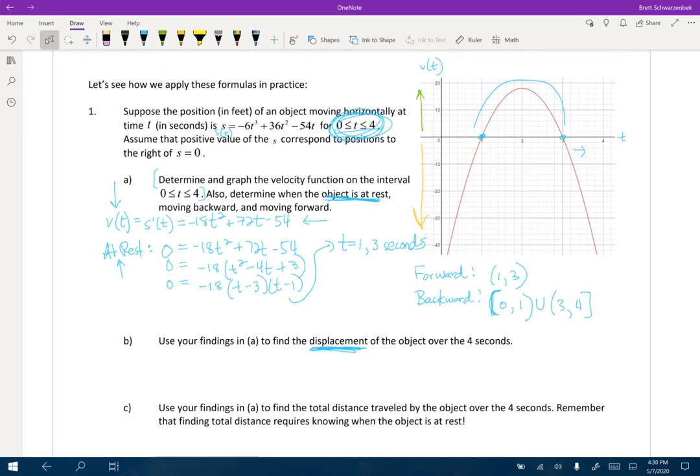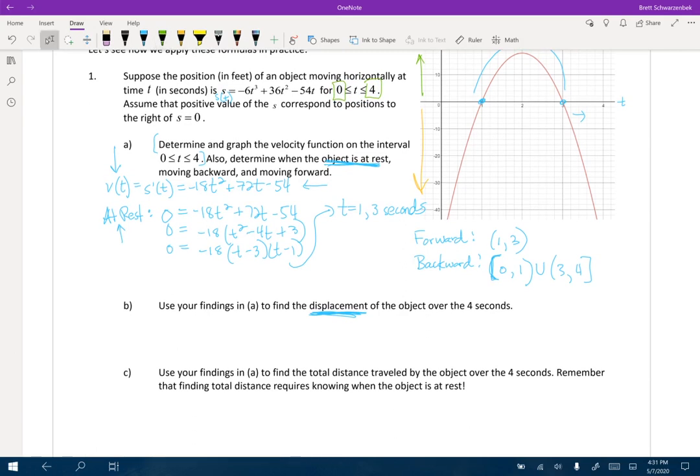So how do we find the displacement of the object? Well, what we need to do is take where the object is at, so real quick, where the object is at 4 seconds, and subtract where the object is at 0 seconds. How do we do that? We do s of 4, which is plugging 4 into our position function, minus s of 0, which is plugging 0 into our position function. So this is a very algebraic concept for sure, but that is all you have to do in order to find displacement.